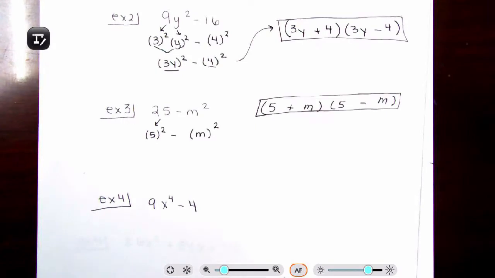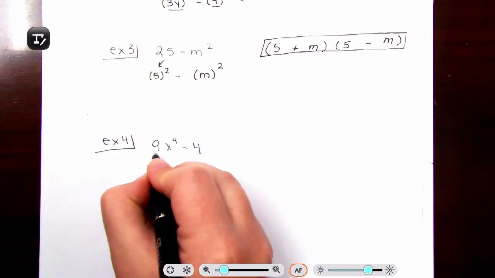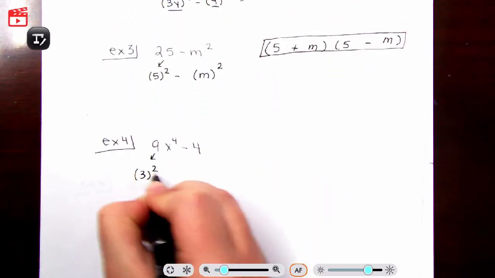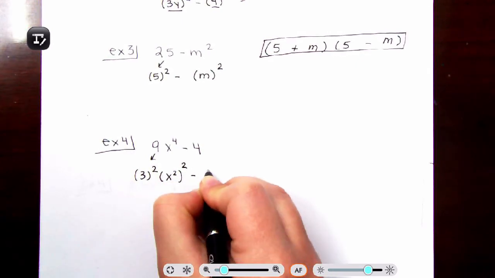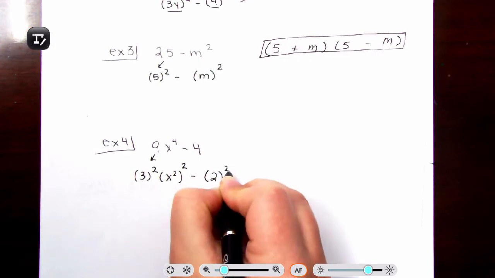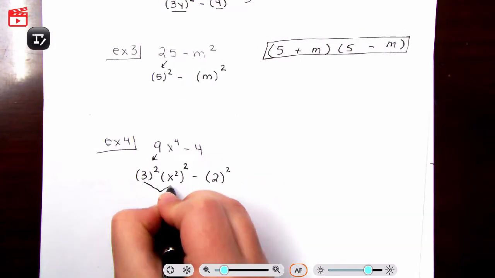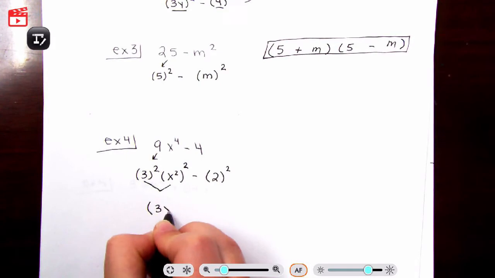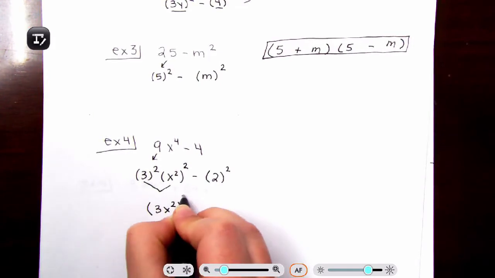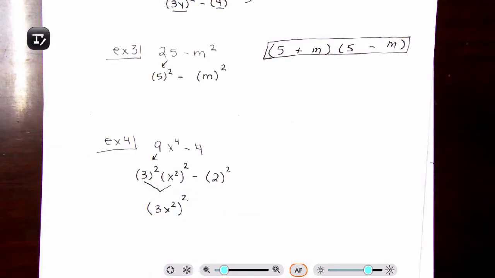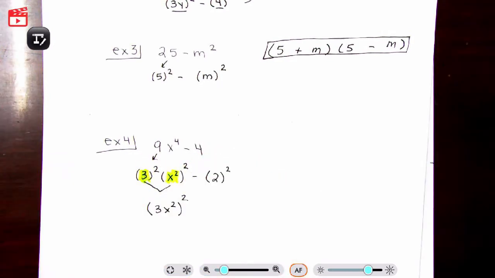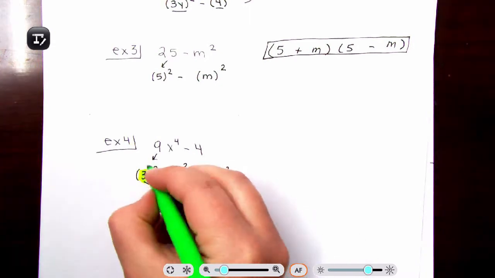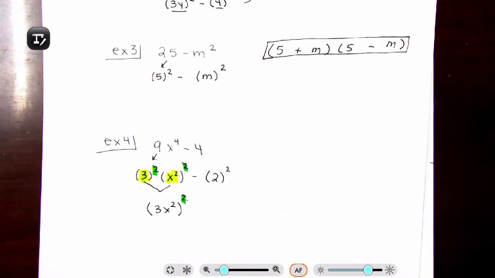Let's do this one here. 9, we said already, was 3 squared. 9x to the 4th is x squared squared, minus 4, which is 2 squared. Again, this is two things. We want to combine them into one, so we have 3x squared squared. What I'm doing when I'm combining them into one is I'm just taking the insides and writing them next to each other. And then I'm taking the squared and just writing it once. And then we have our minus 2 squared.